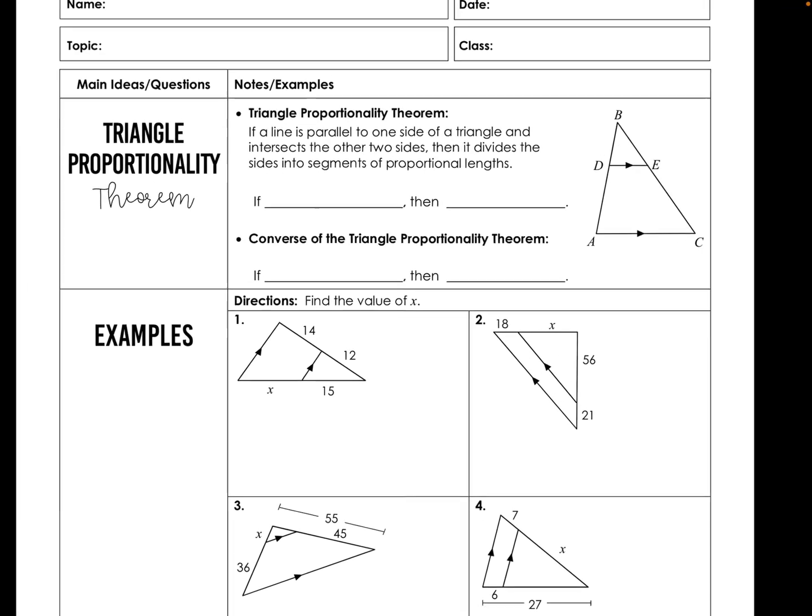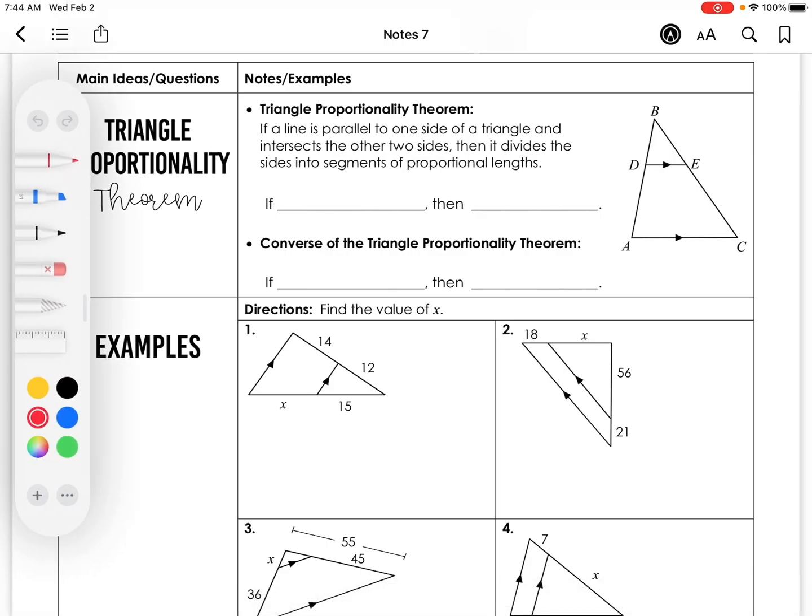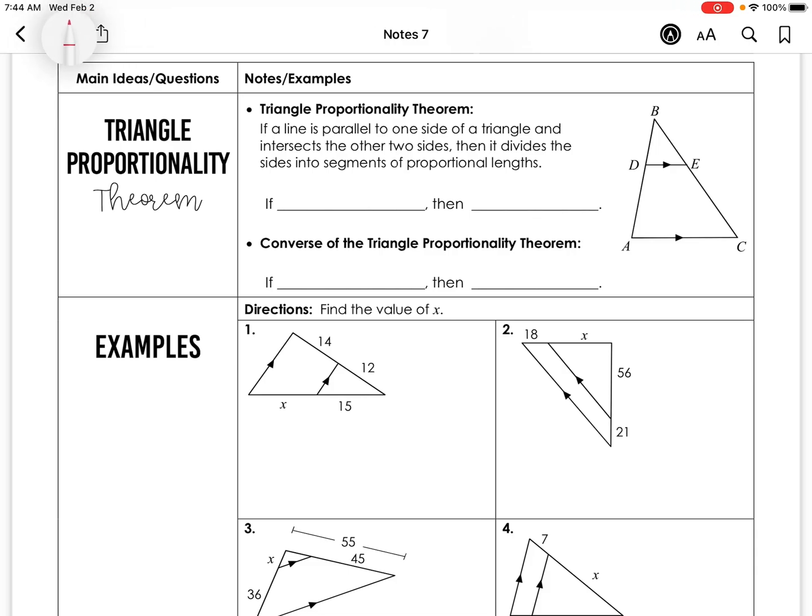Hey guys, today's video is on triangle proportionality, including parallel and perpendicular parts. So we're going to start with a little bit of vocab.